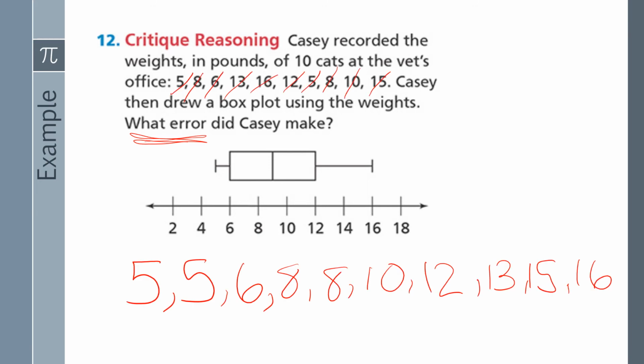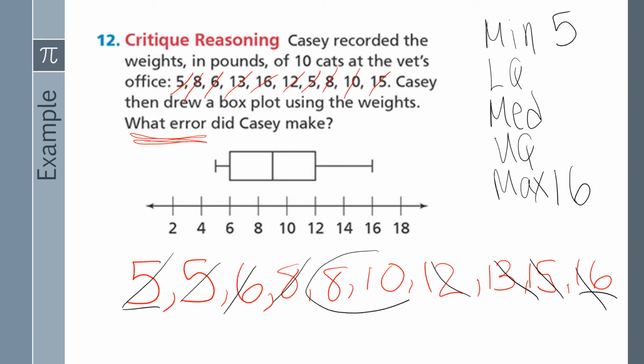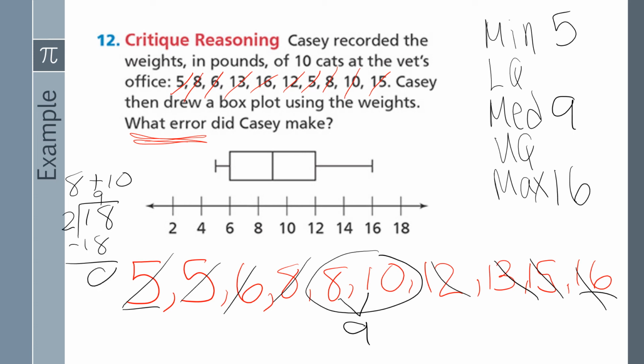So here are my numbers from least to greatest, and then we're going to label which one's my min, my lower quartile, my median, my upper quartile, and then my max. So my min and my max are 5 and 16, and then my median. So let's do left, right, left, right, left, right. Oh, so here's my median. I have 2 numbers. Well, what's halfway between 8 and 10? 9. So that's my median. Or again, we can say 8 plus 10 is 18, and then 18 divided by 2 is 9. So that's another way of doing it.